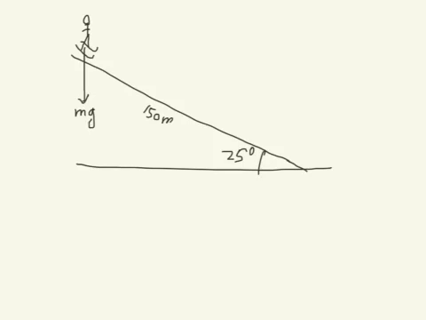And here's the trick here. Here's a case where you actually want to rotate your coordinate system. So let's say our x-axis is actually parallel to the slope, and our y-axis is perpendicular to the slope.